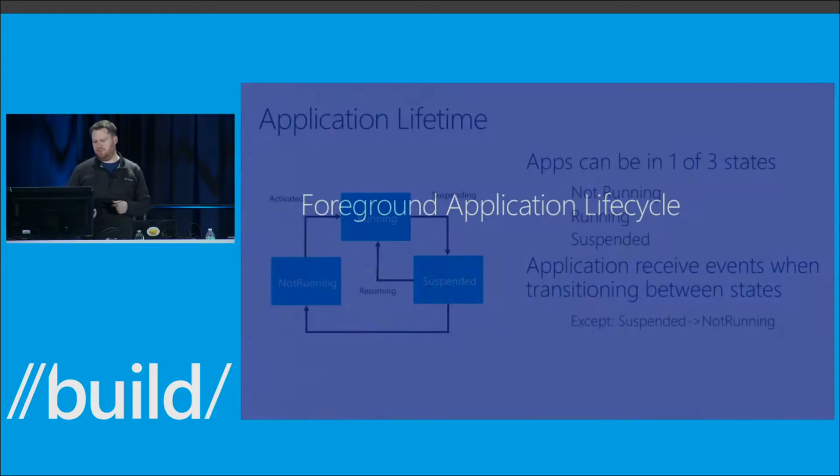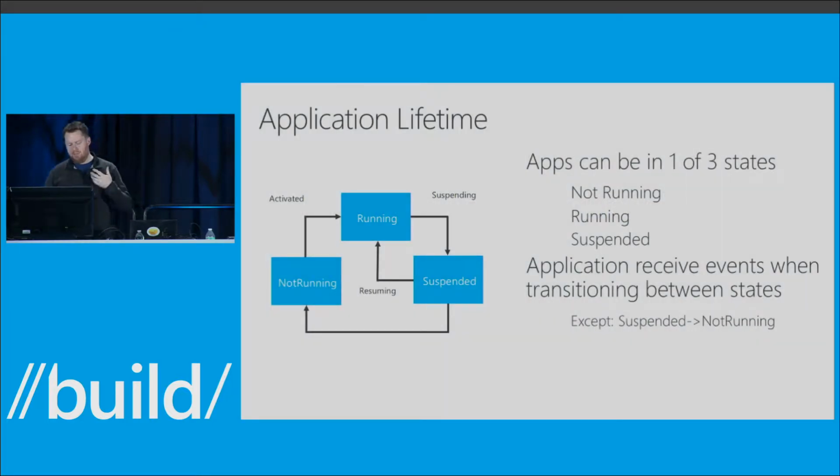So we'll start off with the foreground application lifecycle and with the basics of application lifetime. Your app can be in one of three states: not running, running, or suspended. Not running is kind of obvious. Your app is not running. The user's not using it. It's just sitting there on disk. And if the user launches it, it's considered an activation event. This would be them tapping on a tile. And the app will come up, and it now enters the running state.